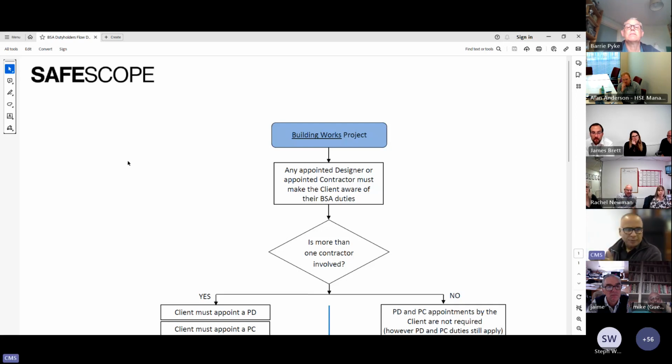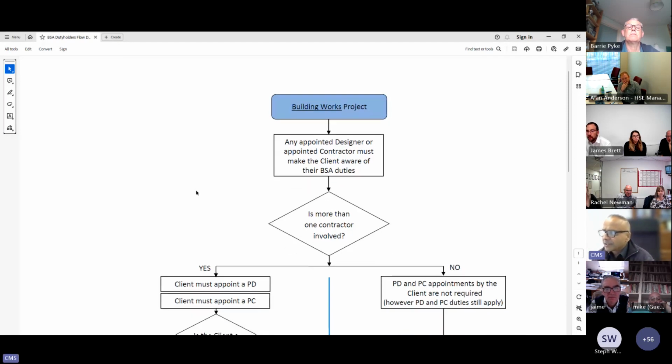Now, building works project. Let's start from top. See the difference. I'm not talking about construction work. I'm talking about the building work here now. And you know the definition we said. Now, first of all, let's go down. Any appointed designer or appointed contractor must make the client aware of their duties under Building Safety Act. That's the first thing to do.